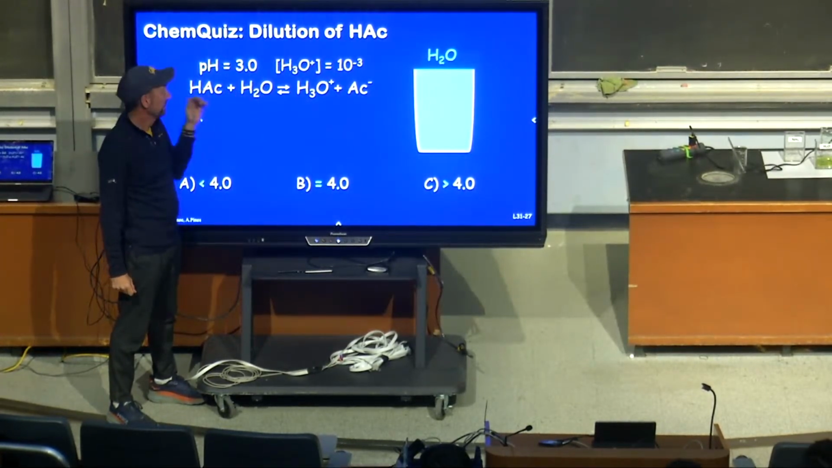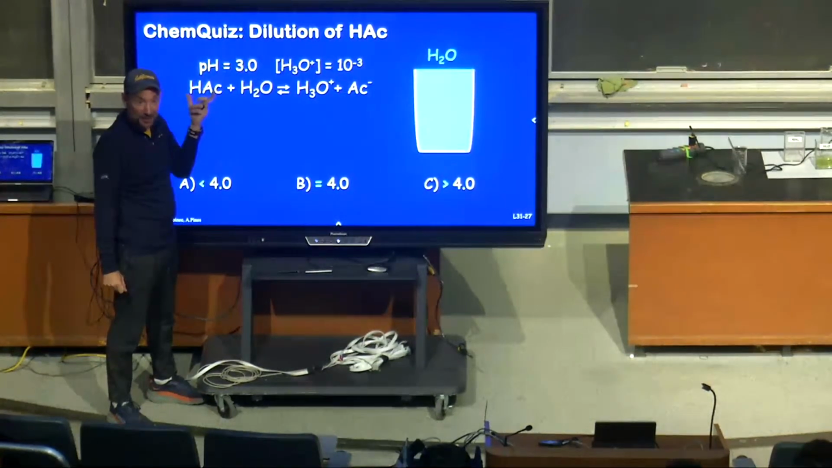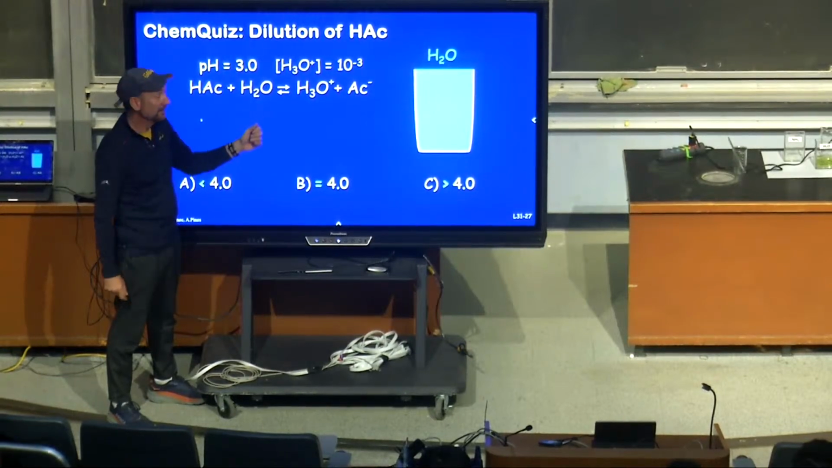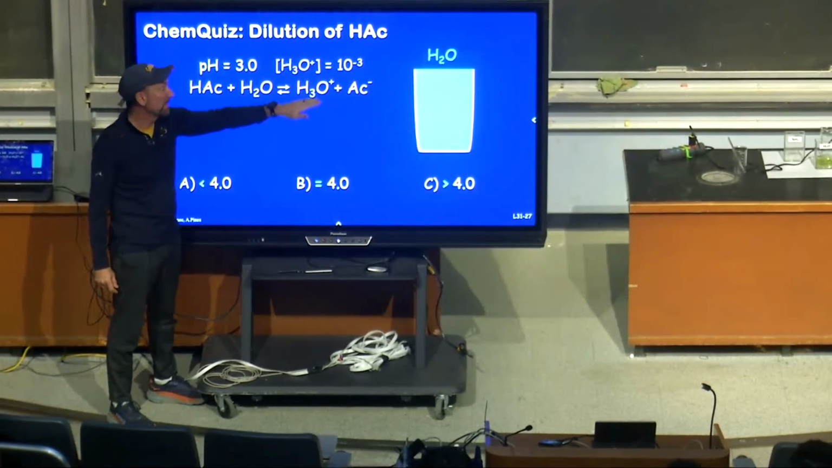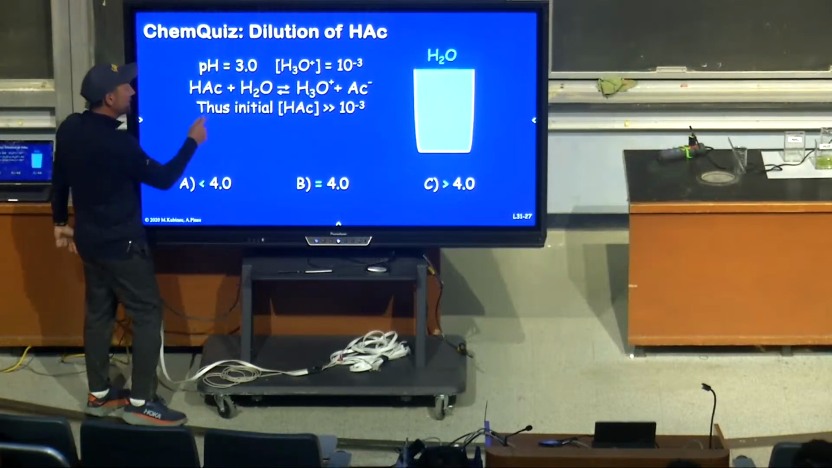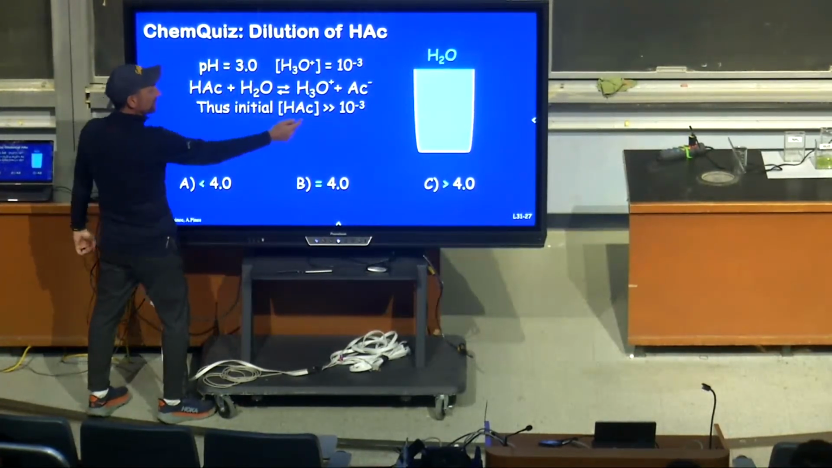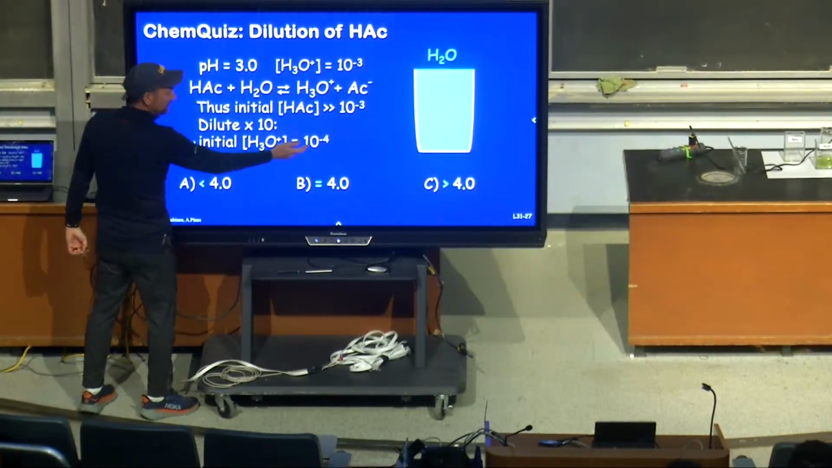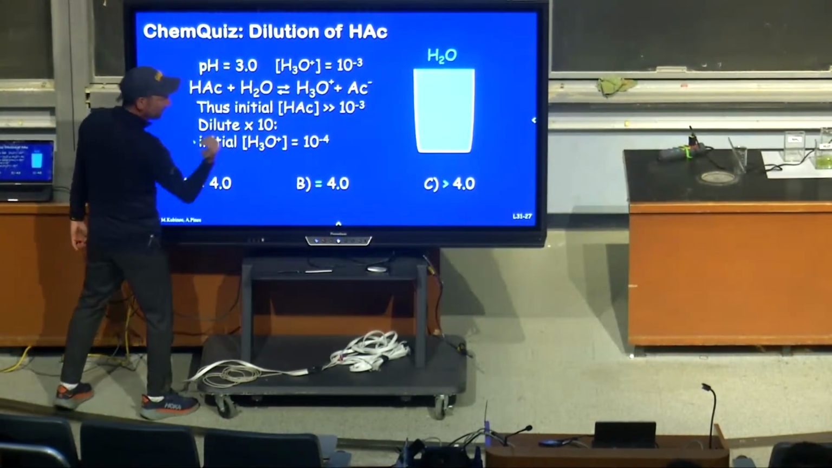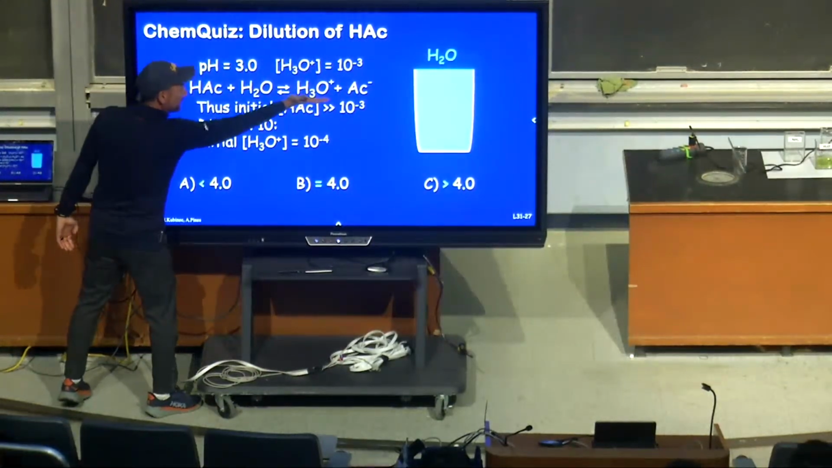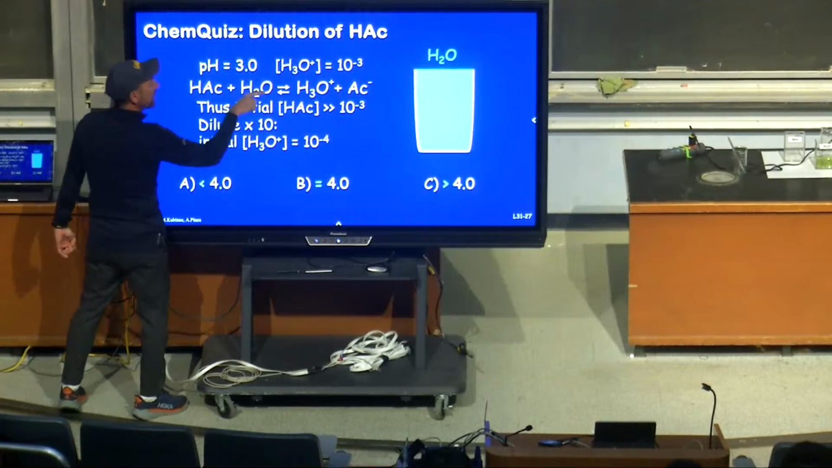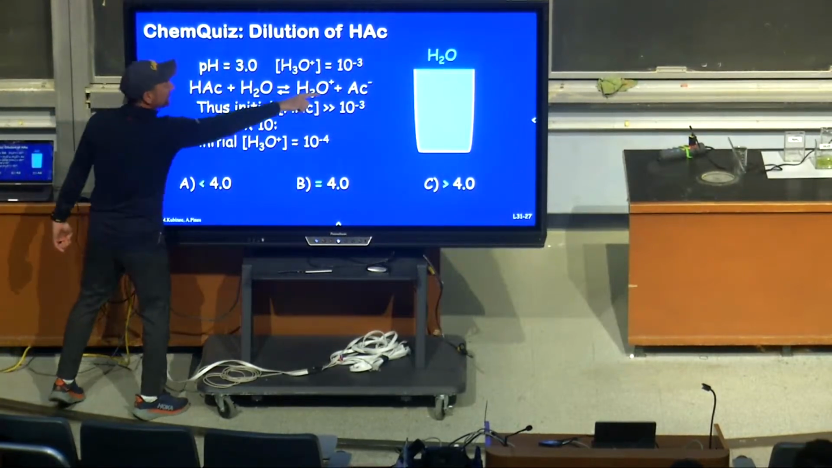What happens? More of this can dissociate now. I know there was a lot there. I added a bunch of water, factor of 10. That's going to force the equilibrium, and I'm going to make more of this. So the pH, this concentration, is much greater than 10 to the minus 3. Dilute by a factor of 10. It does initially go up to 10 to the minus 4, but then you have these things in solution, and this dissociates more because of the Le Chatelier thing.